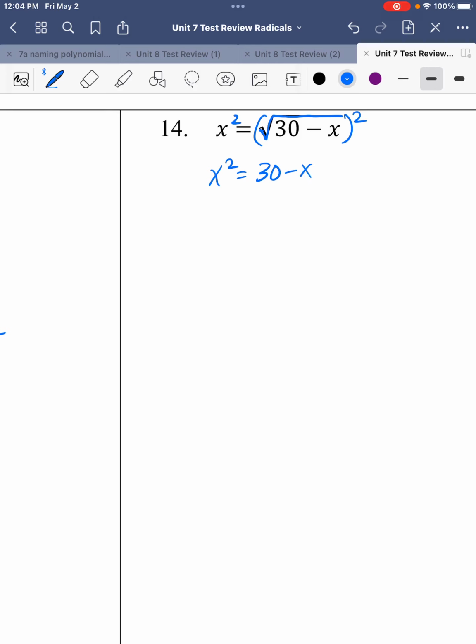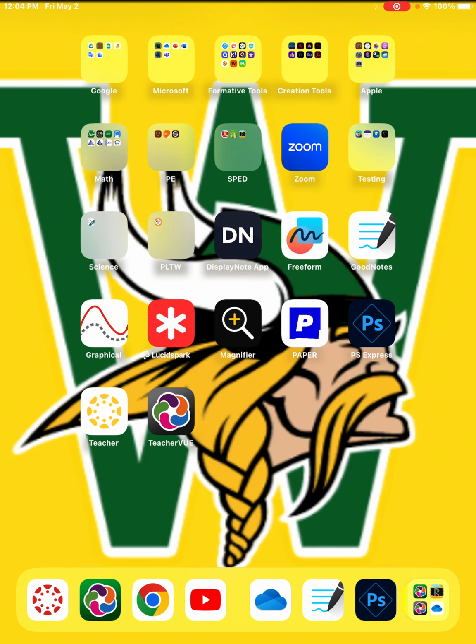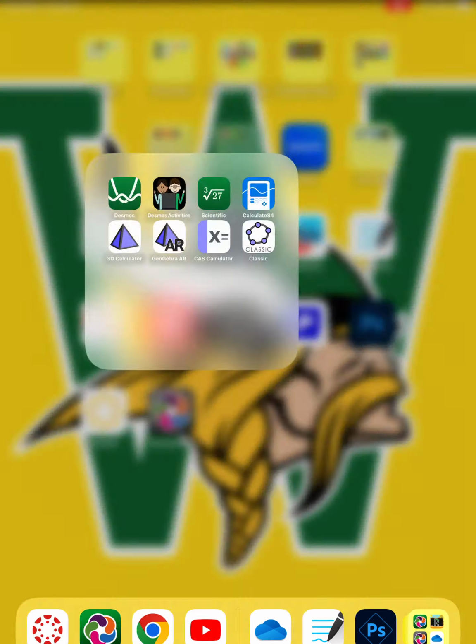And then I see an x squared, so there's my quadratic. So now I need to move all the terms to one side. So x squared plus x equals 30, minus 30, minus 30. X squared plus x minus 30 equals 0. If you want to go to Desmos, you can, or the calculator, you can see on the calculator how to find where it crosses the x-axis. I'm just going to pull up Desmos because it's a lot faster for me.